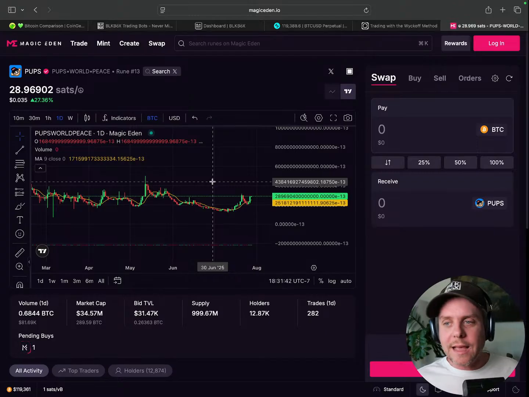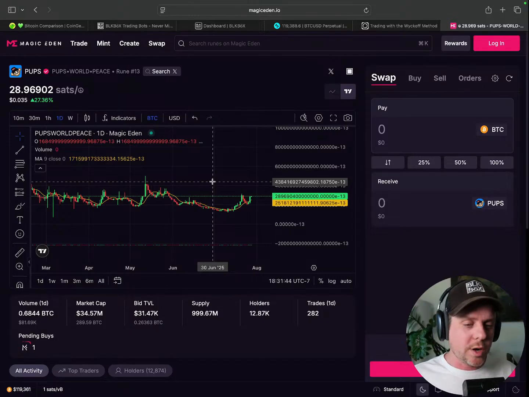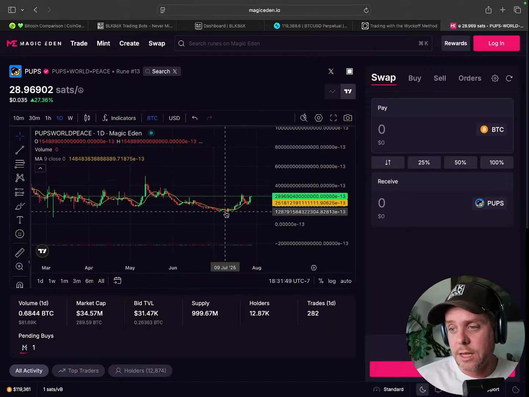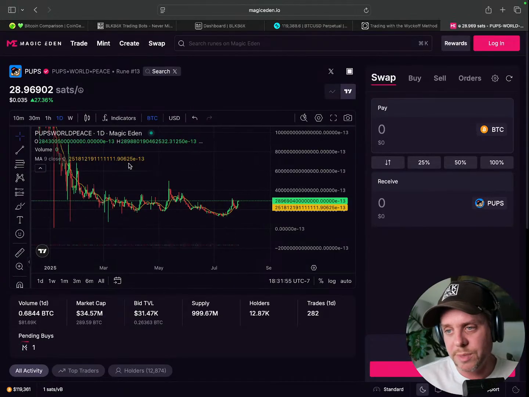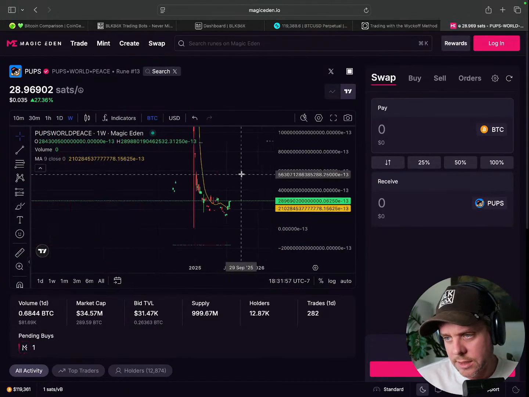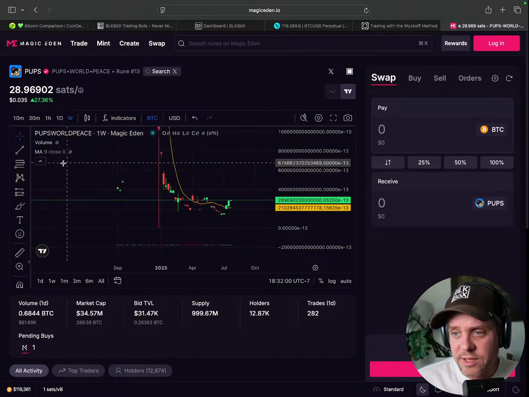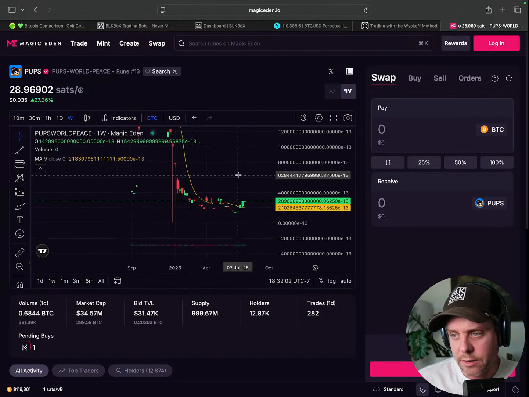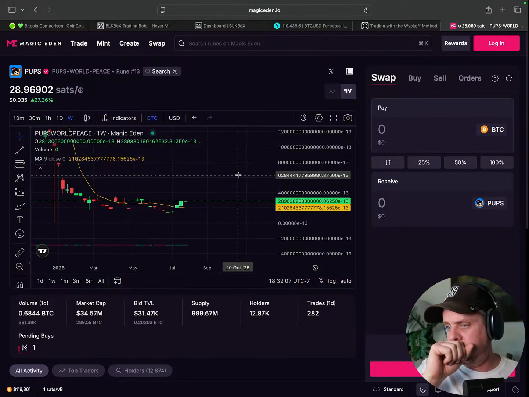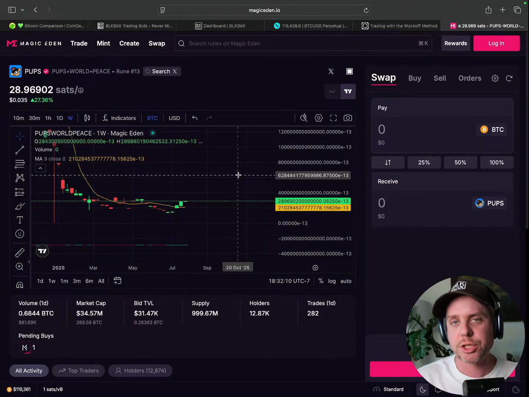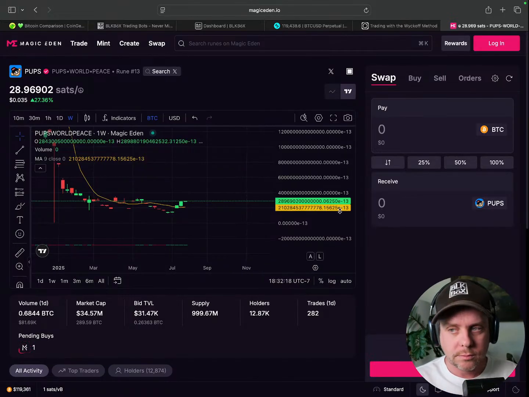We're not going to see a ton of volume just yet, but it's nice. It's looking good. Still a technical downtrend though, here on Pups World Peace. Take a look at the weekly. We've reclaimed the 9. They have the 9 here as a default. So it's making moves in the right direction. I'm just not expecting much to happen very quickly. I'm expecting much to happen later.